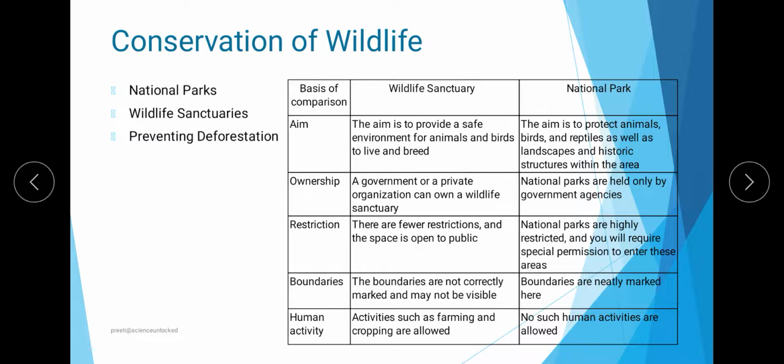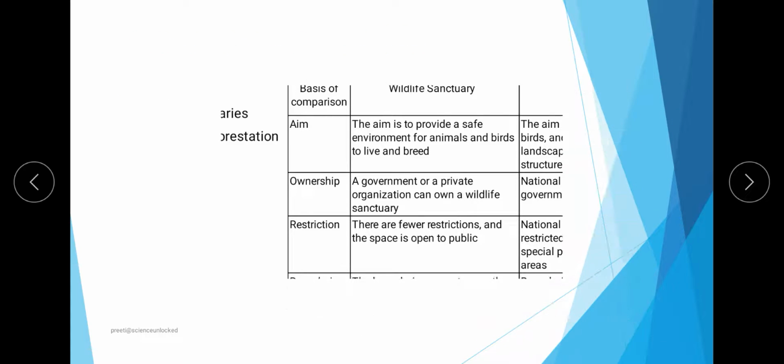When we talk about boundaries, in a wildlife sanctuary the boundaries are not well defined, but in a national park they are. So we have to take care of that as well. Because the national park has more restrictions, no human activities are allowed there, but in a wildlife sanctuary human activity is allowed, though to a limited extent.